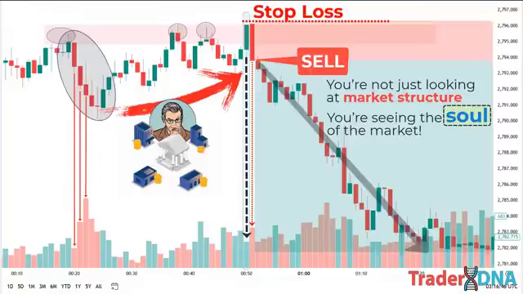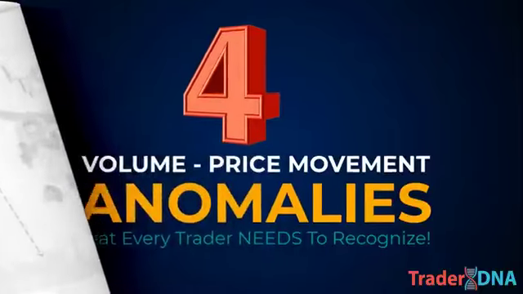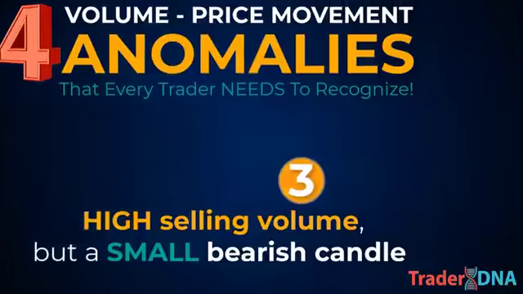Let's move on to anomaly number 3, high selling volume but a small bearish candle. Alright, pay attention because this one is super important.